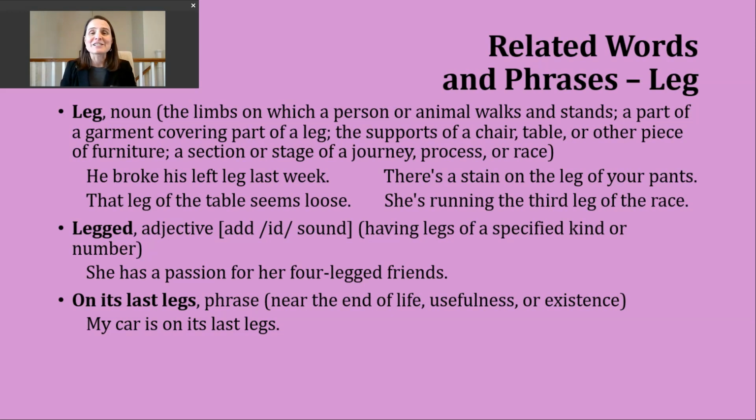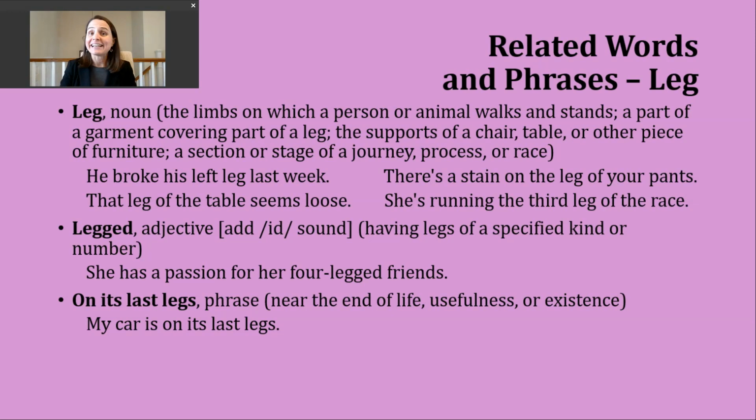A third way to use the noun "leg" is to refer to the supporting pieces or portions of chairs, tables, or other furniture. Desks, for example, would be another example of something that can have legs. So, an example of that noun in a sentence could be, "that leg of the table seems loose," right? We're worried that the table might fall down because that support is going to be gone.